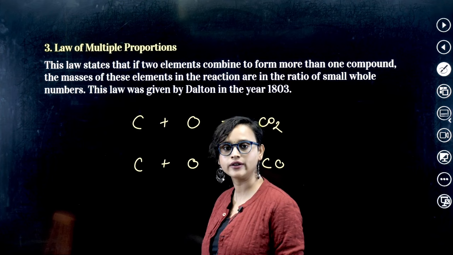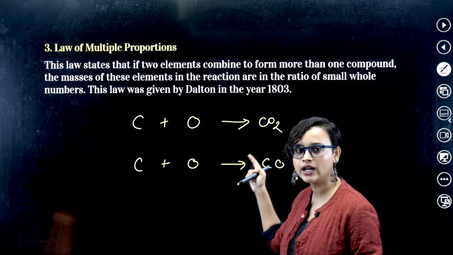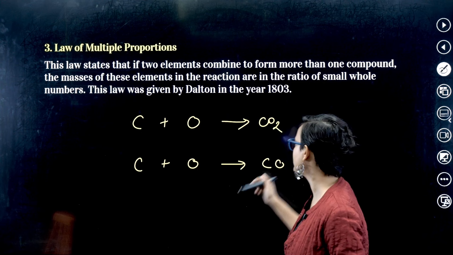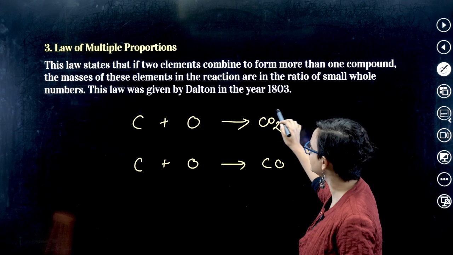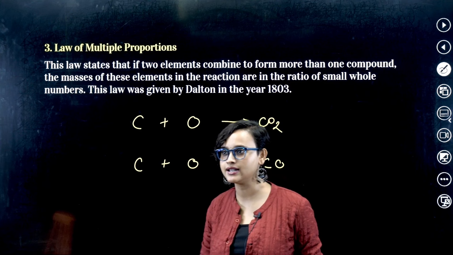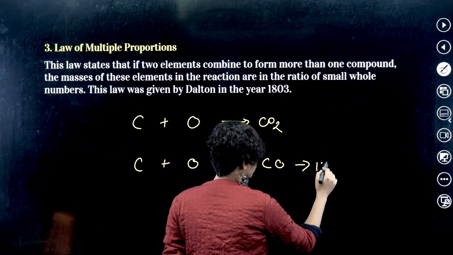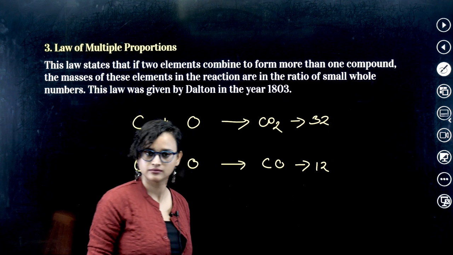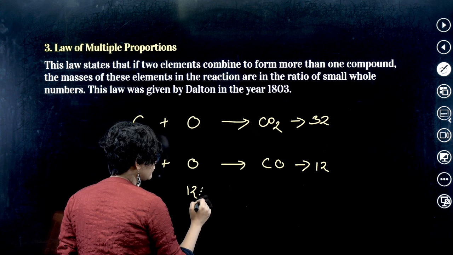Now, if I consider this, what will I get? Take a look at it. Let's calculate the mass. This law states that if two elements combine to form more than one compound, the masses of these elements, tell me. For CO, it will be 12, and for this, it will be 32. Right, everybody? Correct? So if I do 12 by 32, what will I get? How much will 12 by 32 be?